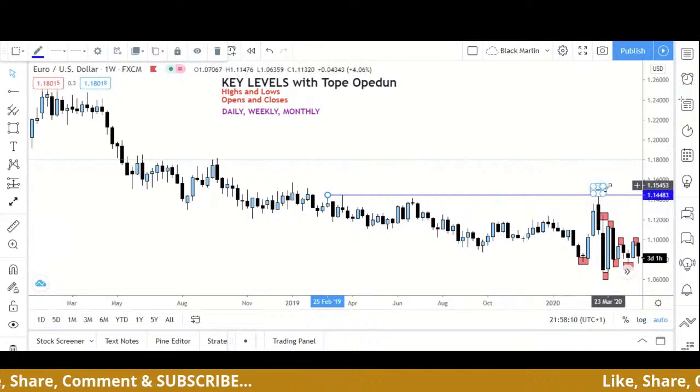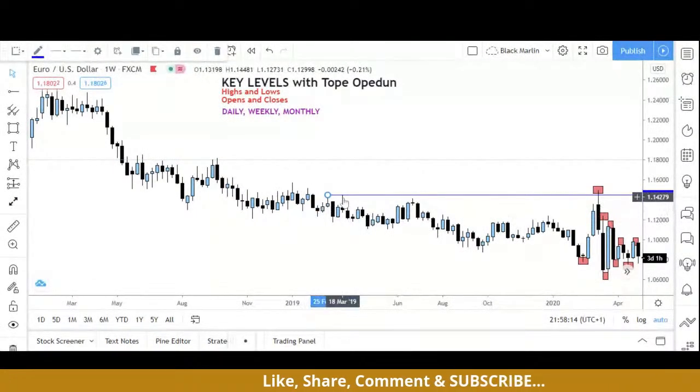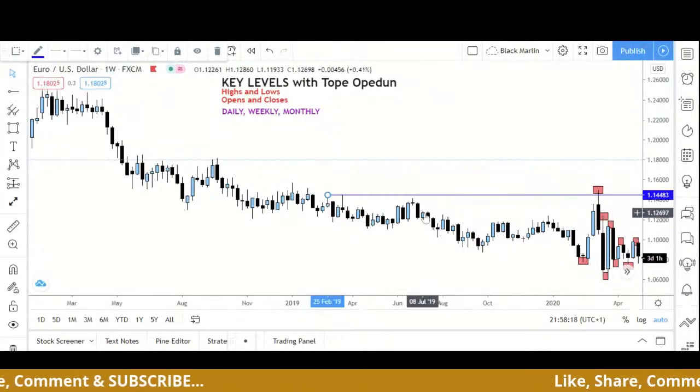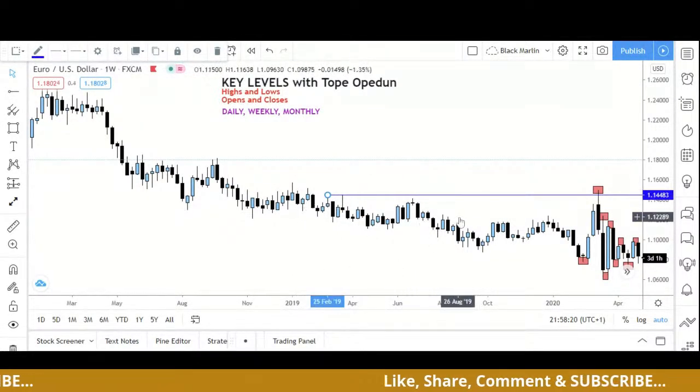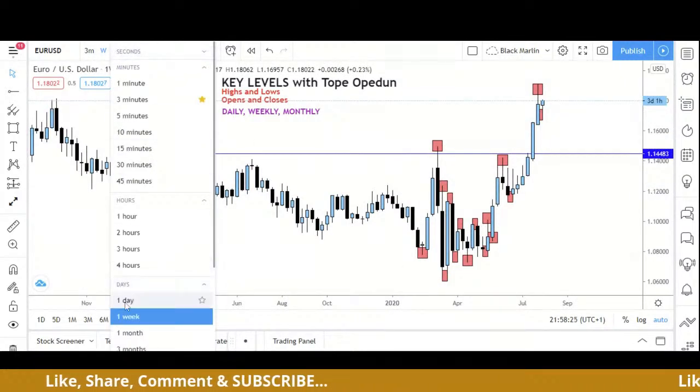Right. So can you see that significant coronavirus high? It took out four highs all the way from April 2019. And then boom, drop down. Let's go back to the daily.